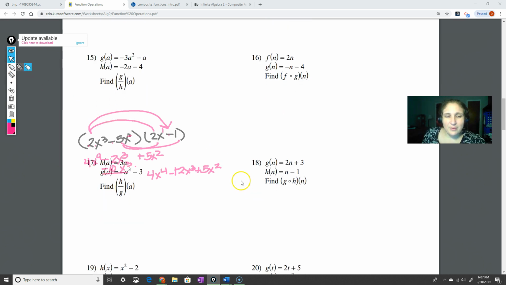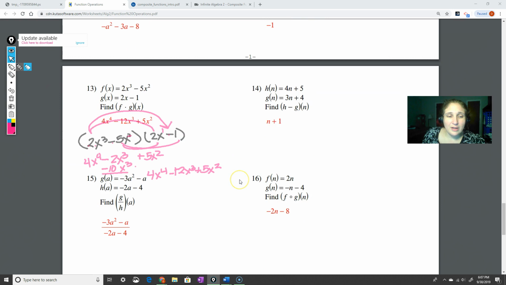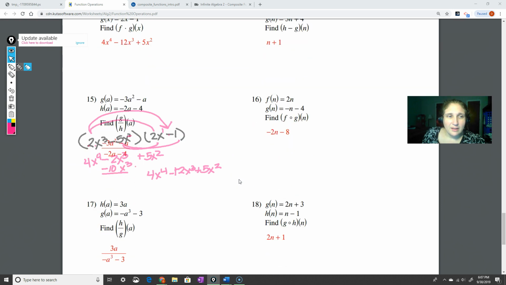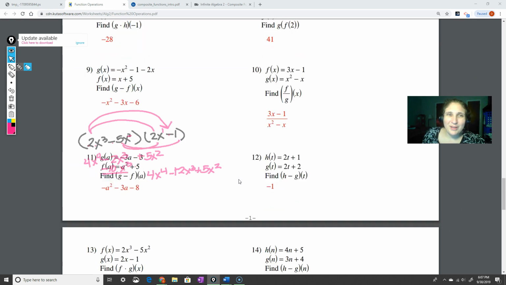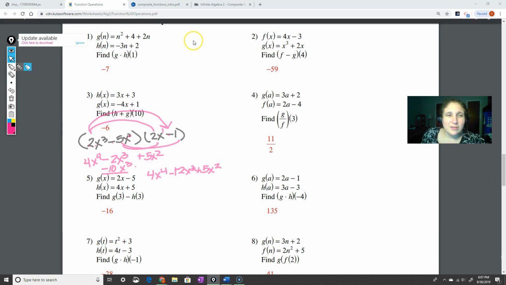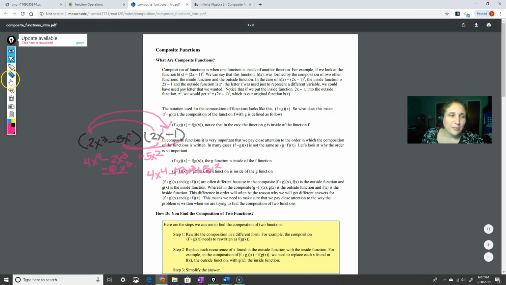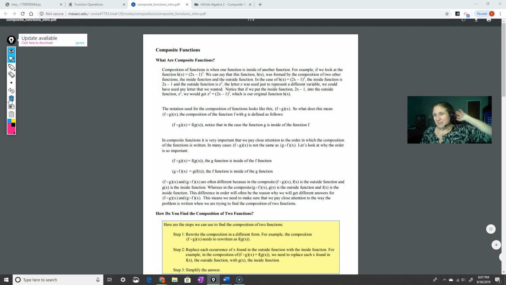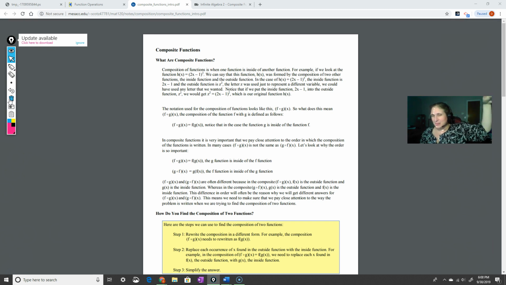So let's just double check that one, because it has been a long time since I've done functions. Let's see, 4x to the 4th minus 12x cubed plus 5x squared. Awesome. All right, so that's what you need to know for function operations. Now, the next thing, which I'm not sure if you learned yet, based on Fatima's packet, I'm almost thinking you did not learn, but in case you have, is composite functions.